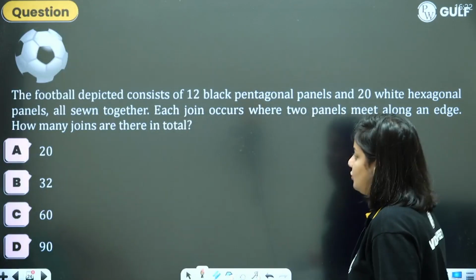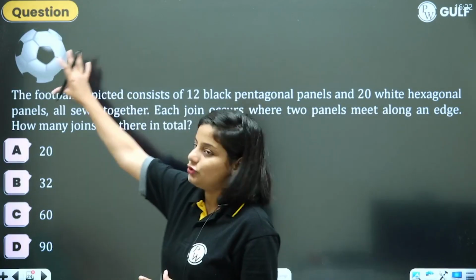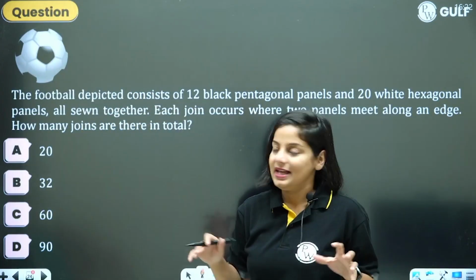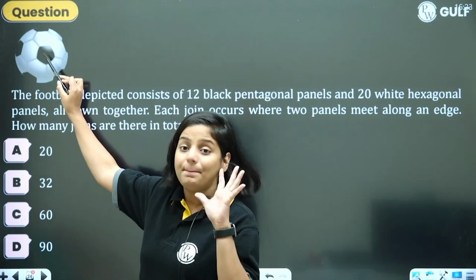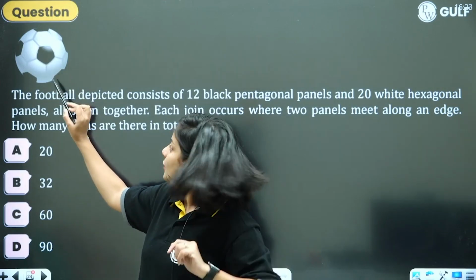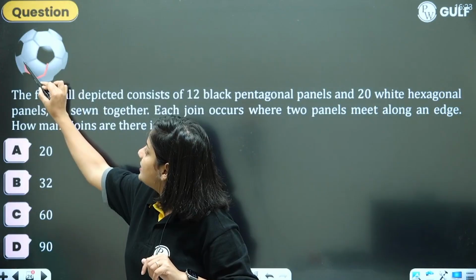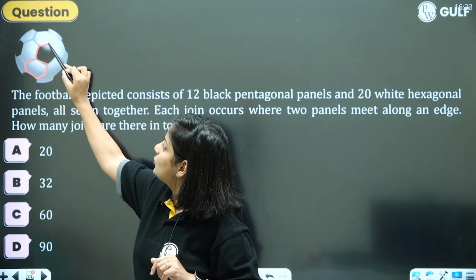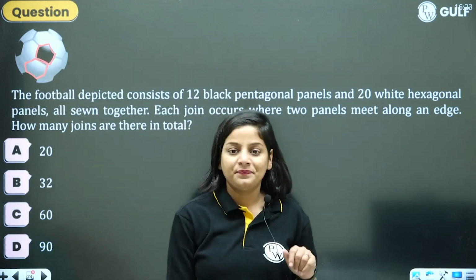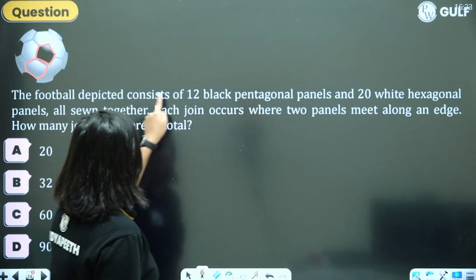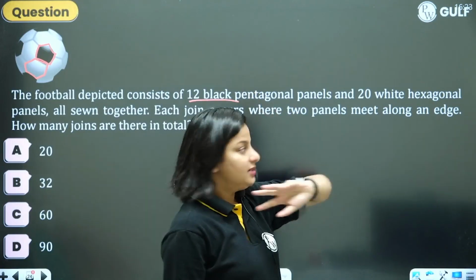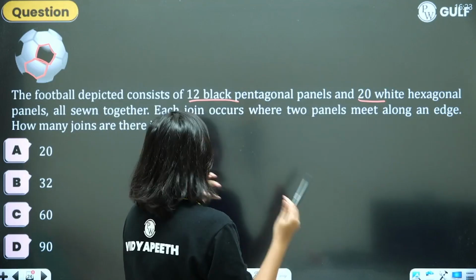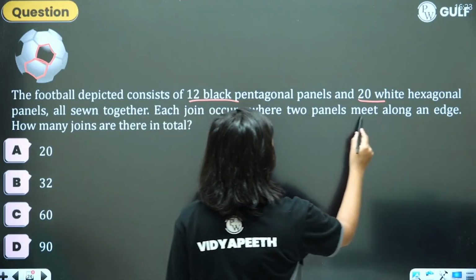Okay, interesting question. The football depicted, you all play football, right? Have you noticed how it is? The black mark is a pentagon. It has 5 sides, whereas this white part has 6 sides. The football depicted consists of 12 black pentagonal and 20 white hexagonal panels all sewn together, each joined across where 2 panels meet along an edge.